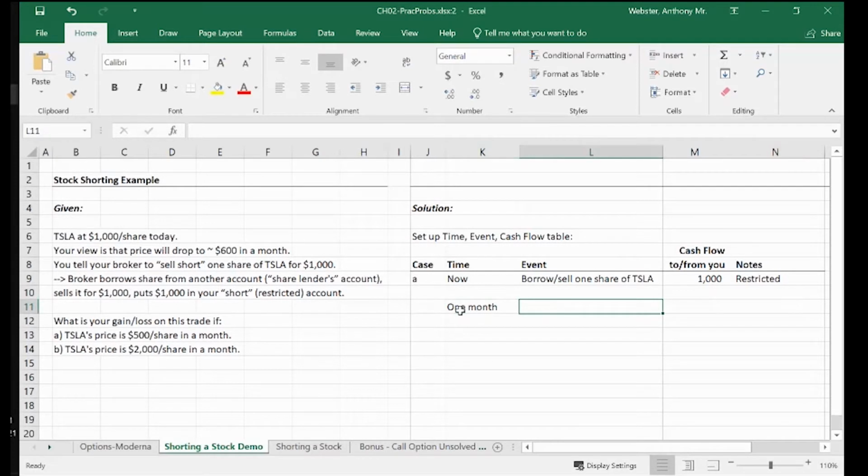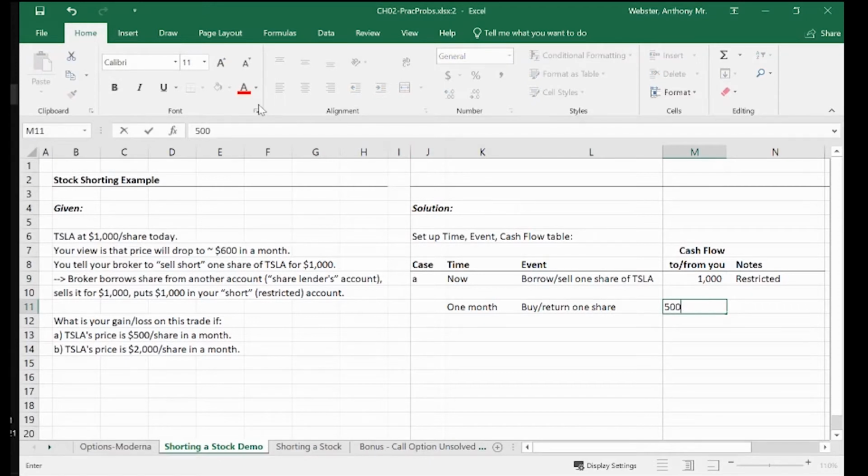And in case A, Tesla's price has decreased down by 50%, down to 500 a share. Yahoo, right? That's great news. So what we're going to do is instruct the broker to buy one share at 500, and then return that borrowed share into the share lender's account. Okay, so she goes out. Where does she get the money to buy that share for 500? Well, you've got 1,000 there in your restricted account, so that's where the money will come from.